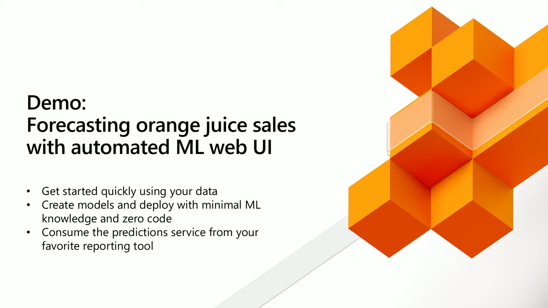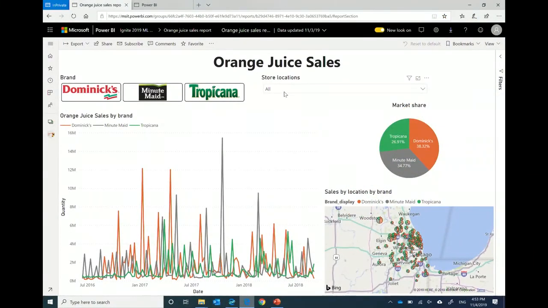So let's start. I'm going to switch to this. And obviously, I'm a business analyst, so I'm going to start with Power BI. Here I have a very short report of my orange juice sales. I can slice and dice according to the brand and even according to a store location.